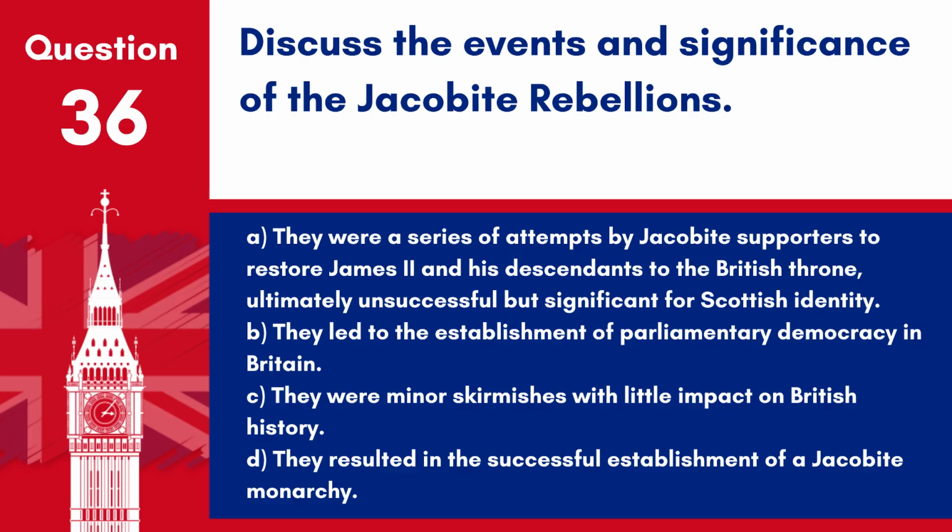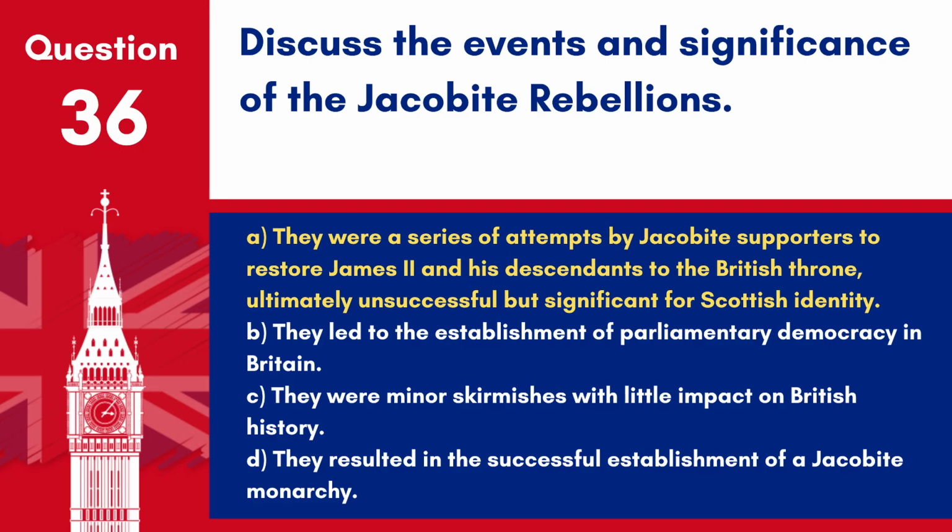A. They were a series of attempts by Jacobite supporters to restore James II and his descendants to the British throne, ultimately unsuccessful but significant for Scottish identity. B. They led to the establishment of parliamentary democracy in Britain. C. They were minor skirmishes with little impact on British history. D. They resulted in the successful establishment of a Jacobite monarchy.